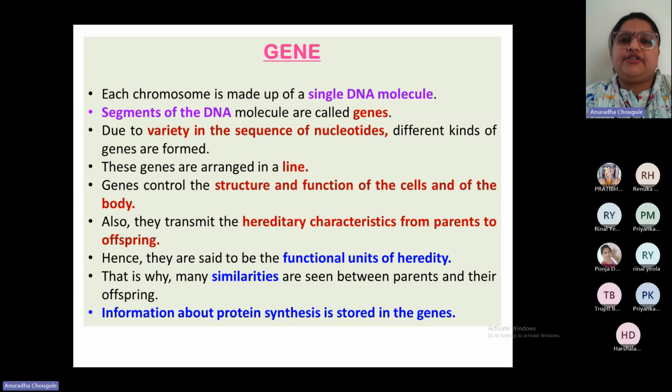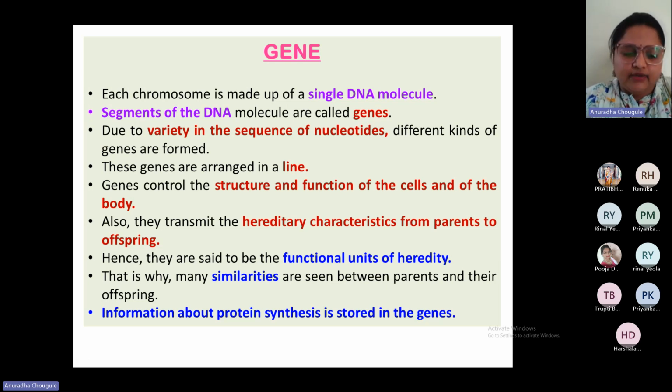Now the next structure is the gene. I will revise this. Each chromosome is made up of a single DNA molecule, and a segment of DNA is the gene, and the sequence of nucleotides varies. That's why different genes are formed, so that we are different. Can you tell me what is meant by nucleotide?